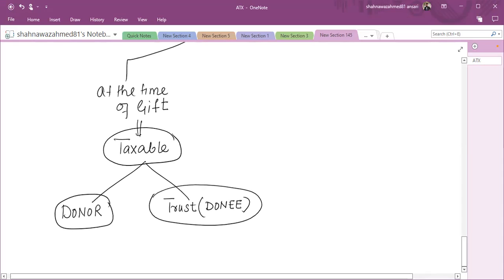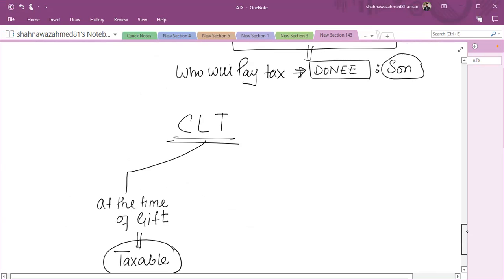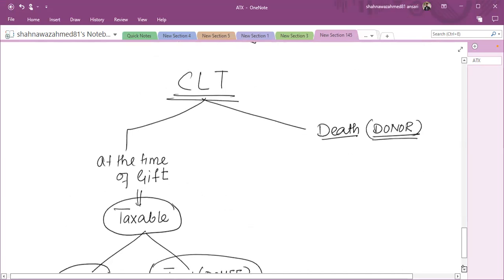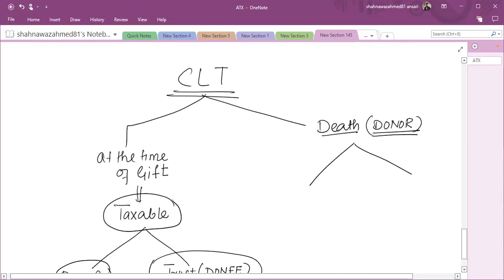Anyone can opt. If the donor is initiated to pay, there will be a tax rate of 25%. And if the donee is agreed to pay, the tax rate is 20%. This is a lifetime partial tax. After this, the same rule is applicable on death of the donor. There might be a situation that further tax is to be paid by the donee. The same 7 years rule.